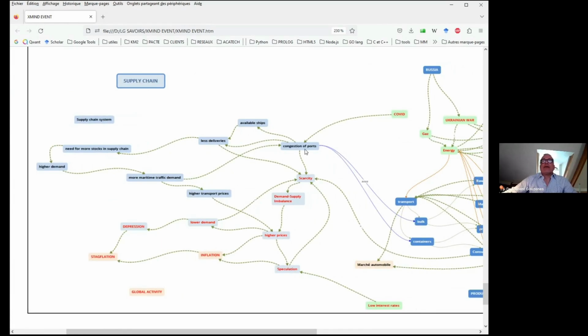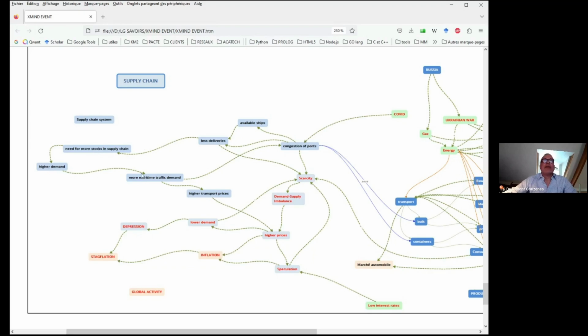Ports in the US, notably in Los Angeles, were cluttered with too many boats, and because the ships were stuck in the port, in fact, this meant that there were fewer available ships, so fewer deliveries, and so people needed more stock in the supply chain because they could not deliver, so they needed more stocks.